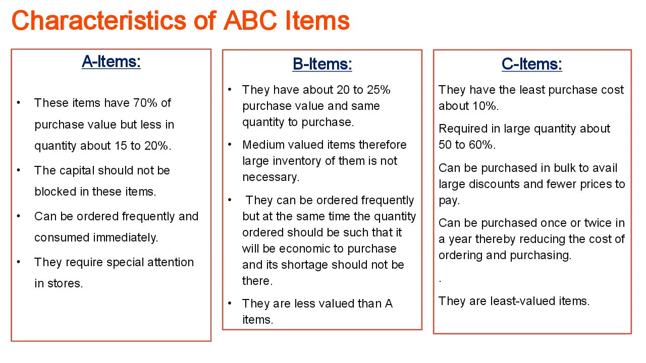Item A means these items have major proportions of purchase cost and purchase value, and capital should not be blocked in these cases. These are the identified items which are very small in quantity but more expensive, with more purchase value. Such items must be given higher priority, and we should give them more weightage. They can be ordered frequently and consumed immediately, and they require special attention in stores. And items B, as we said, you can read this carefully. I'm sure you will understand.